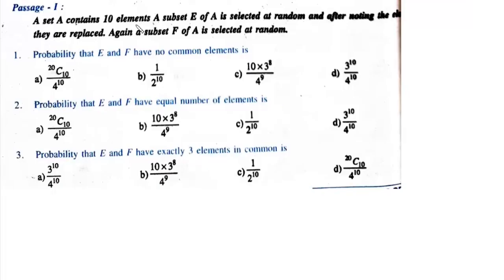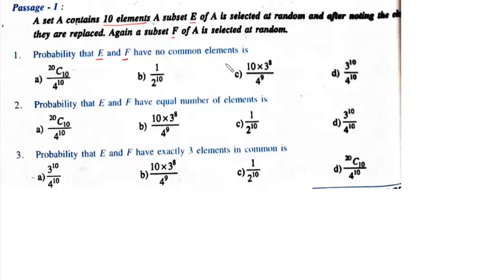Now here the question is, a set A contains 10 elements. A subset E of A is selected at random, and after noting all the elements, they are replaced. Again, a subset F of A is selected at random. Now, the first one is, find the probability that E and F have no common elements.